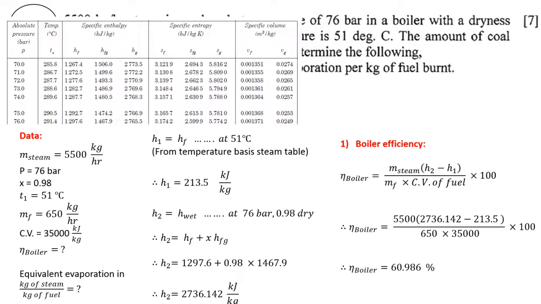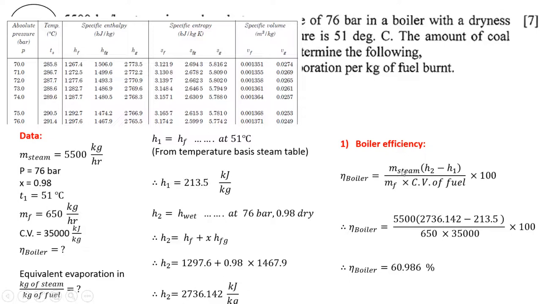Similarly, we have to take down the values of hf and hfg at 76 bar. So again, at 76 bar, the value of hf is 1297.6. So that we have written over here, and value of hfg, that is the specific enthalpy of evaporation, is 1467.9. That is also written over here. So hf is 1297.6, dryness fraction that is given is 0.98, and hfg is 1467.9. The value of h2, that is the specific enthalpy of the wet steam that is generated, is 2736.142.